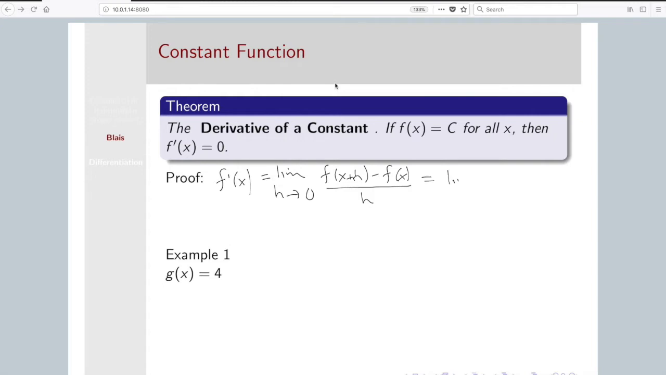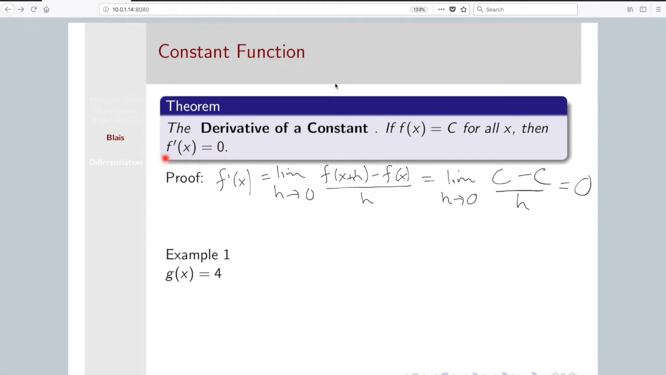In this case, where our function is identically just equal to a constant c, if we evaluate that function at x plus h, it's just c. When we then evaluate it at x, it's also c. So the numerator in our difference quotient will be 0. And so that's a very quick proof that if you have a function that's constant, its derivative is identically equal to 0. But this also should make sense.